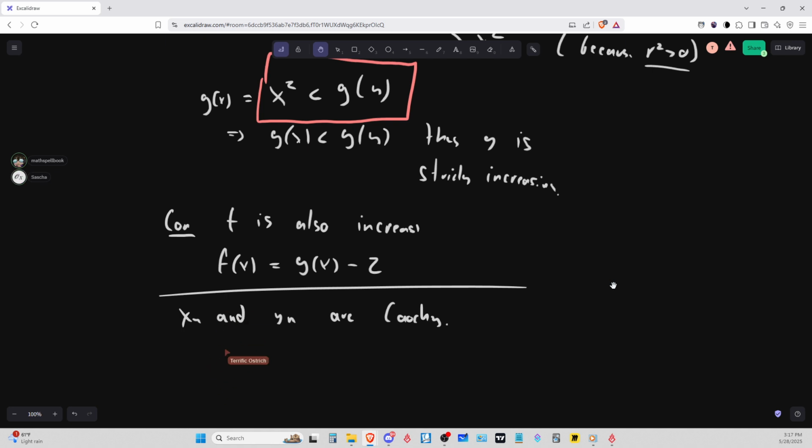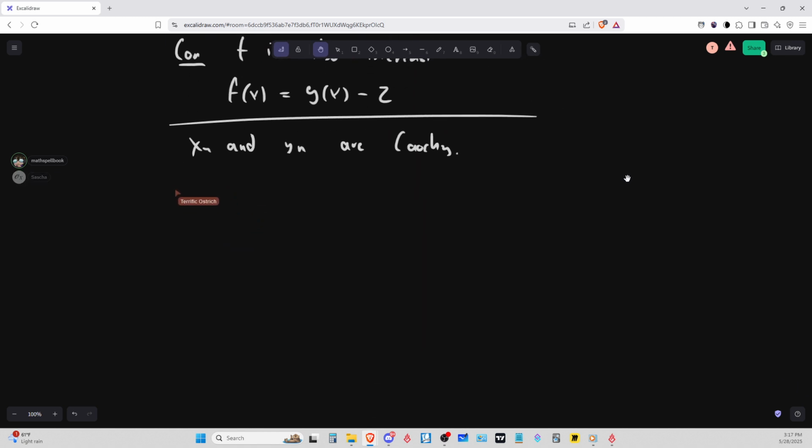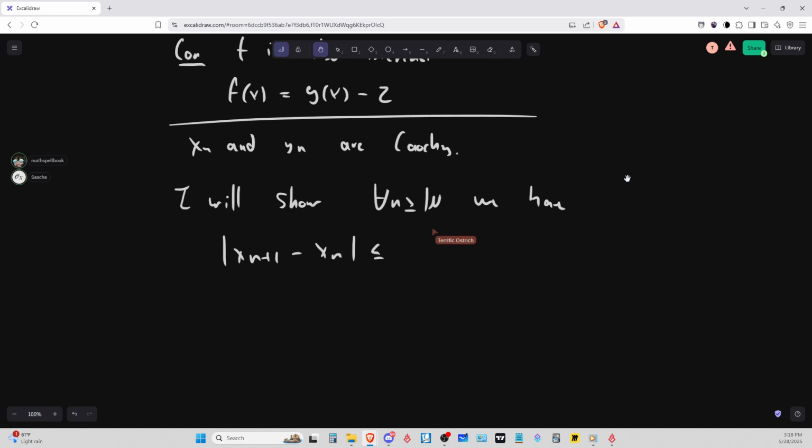So yeah, this one is not straightforward. I need to do a few preparations before that. So I will show, for all n, we have xn plus 1 minus xn is less or equal to xn minus yn over 2. And the same goes for y.